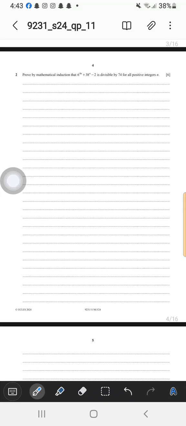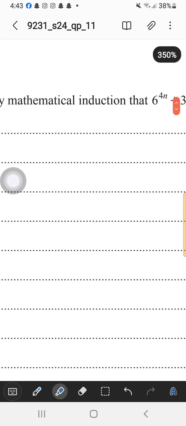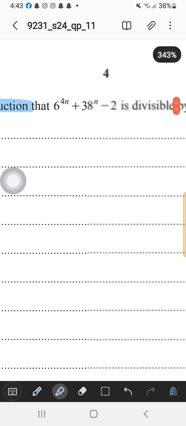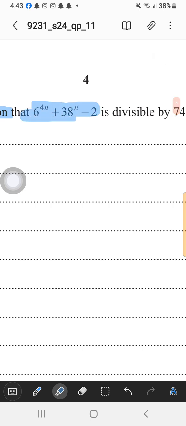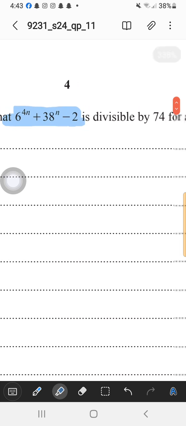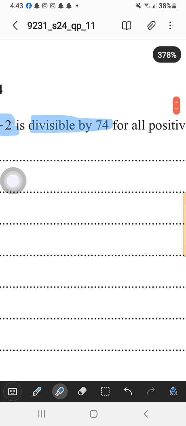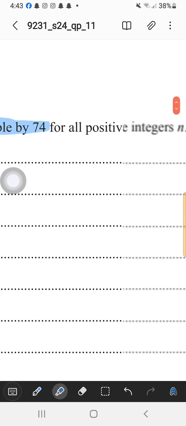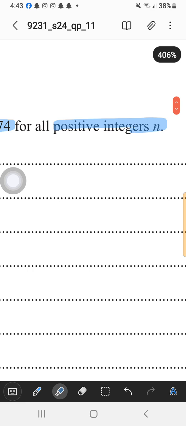We will be solving the second question of the May June 2024 paper 1 variant 1 of Further Mathematics. So let's start this question number 2. Before that, let's understand what the question is asking. The question: prove by mathematical induction that 6^(4n) + 38^n - 2 is divisible by 74. This is a proof by induction question, to test for divisibility for all positive integers n.